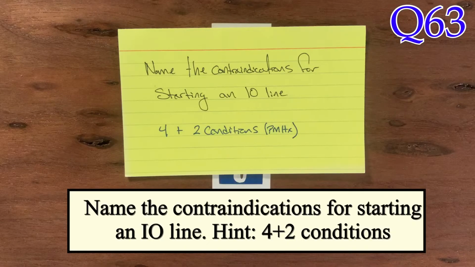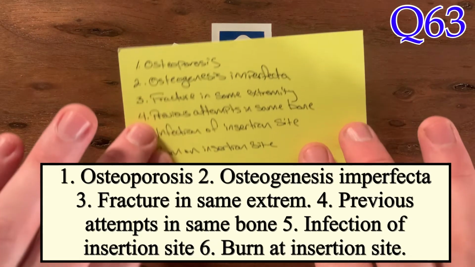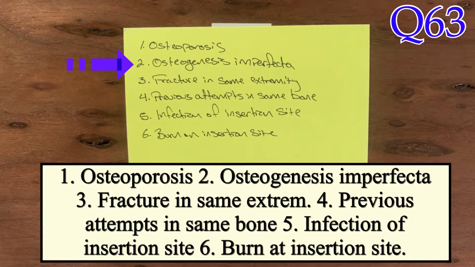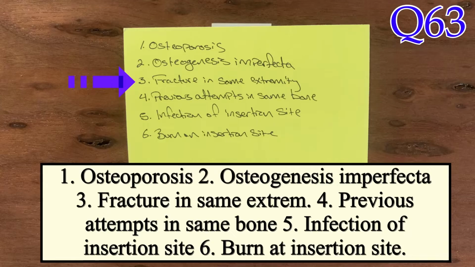So the hint is here to pretty much say that 2 of the contraindications are diagnosed conditions, and there are an additional 4 things that contraindicate an IO. The 2 conditions are osteoporosis and osteogenesis imperfecta, and the additional 4 criteria that contraindicate an IO are a fracture in the same extremity, previous attempts in the same bone, an infection of the insertion site, or a burn at the insertion site. Moving on to question 64.